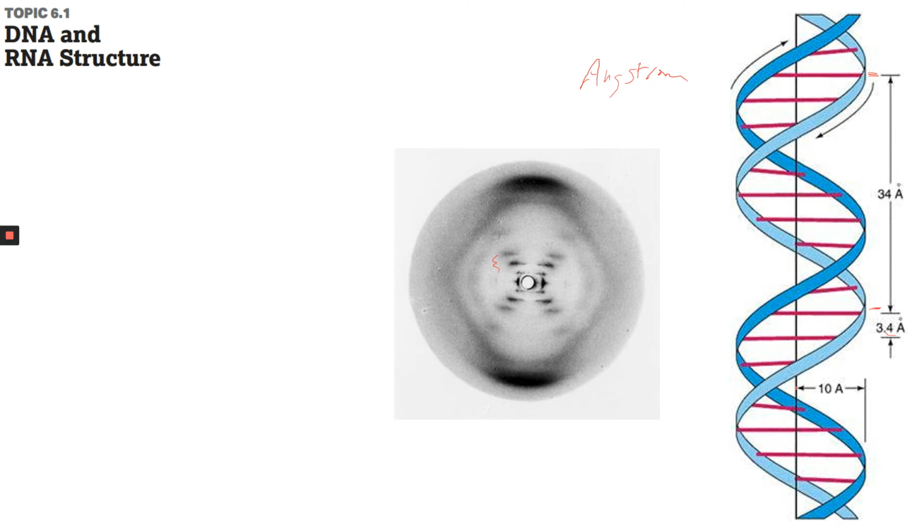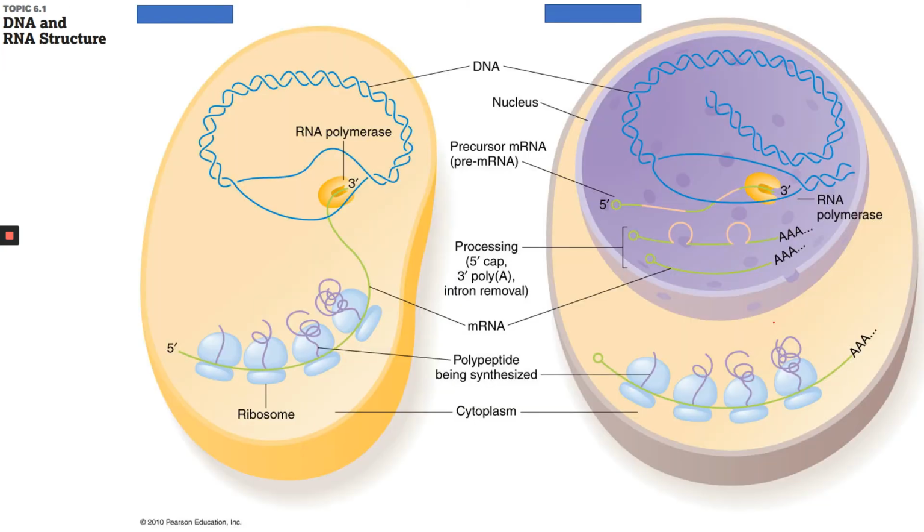The diameter of DNA, end to end, is about 20 angstroms, 10 for the radius right there, as you'll notice. So these were some interesting measurements to come out of the structure of DNA.